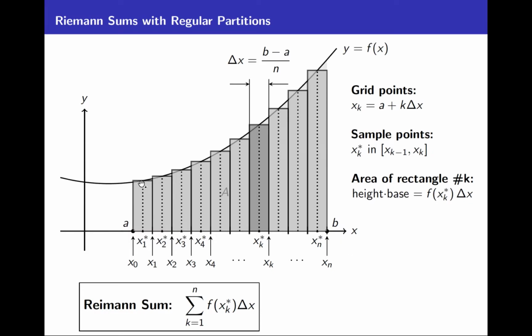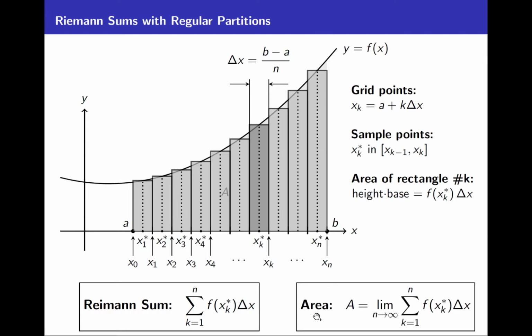Now, if the function is always positive on the interval from a to b, all these rectangles will have positive height. And it makes sense to think about this Riemann sum as being a pretty good approximation to the area contained under the curve between a and b. And the more rectangles you make this, the better and better that approximation gets, as we talked about last time.